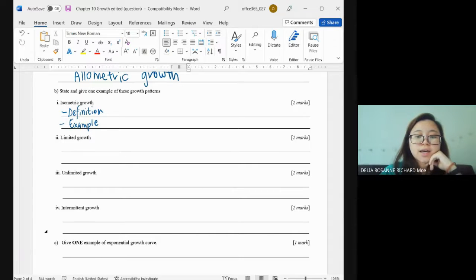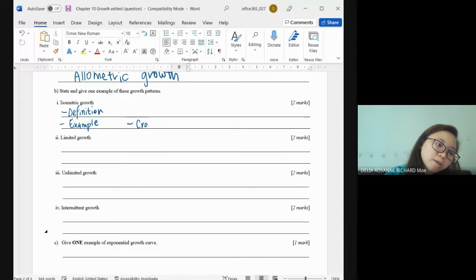Crabs. Okay. Leah, where do you put the crabs? Number 1, 2, 3, or 4? Okay, Leah's answer is number 1, isometric growth. Yeah, yeah. Crabs can go in here. Yes. Crabs are accepted here. Boleh. Intermittent pun boleh. Very good.